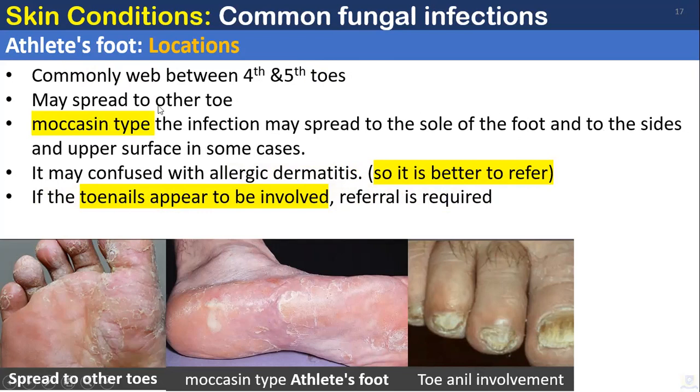Sometimes moccasin type infection may be confused with allergic dermatitis. We cannot diagnose whether it is caused by fungi or is a contact or allergic dermatitis, so it is better to refer to a physician to confirm the diagnosis. If the infection involves the nails of the toe, onychomycosis may happen, and referral is required. If the patient is diabetic and has these symptoms, it is preferred to refer to a physician because diabetic patients are more resistant to treatment and there is a risk of diabetic foot.